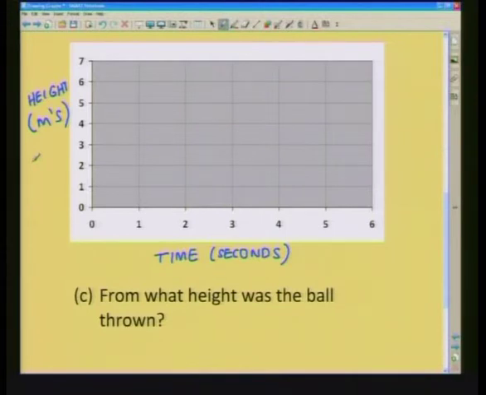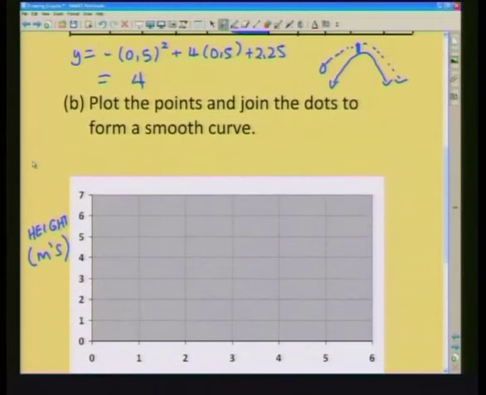All right, so we've got height on the y-axis, time in seconds on the x-axis, and we can call this by a very nice word, trajectory. Trajectory is the same as path. So the path or the trajectory of the ball. Trajectory, or the path of this ball.